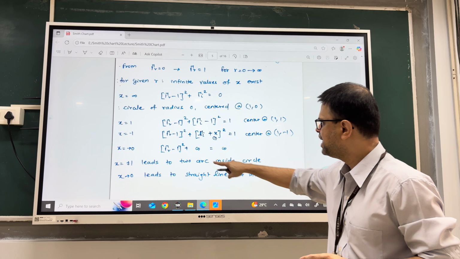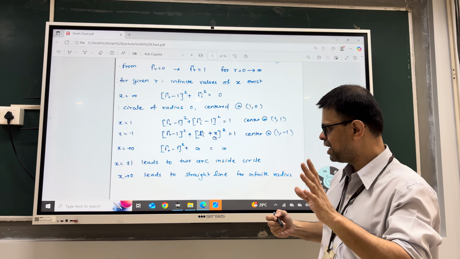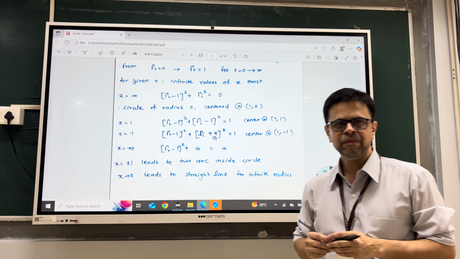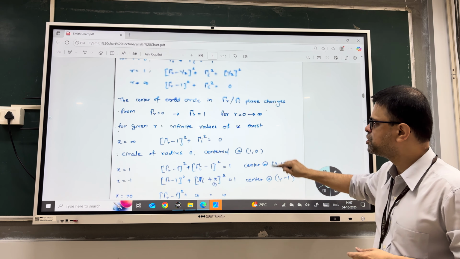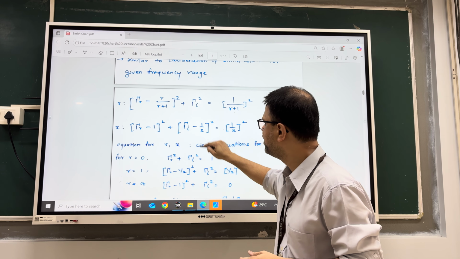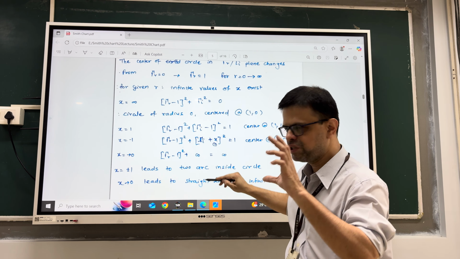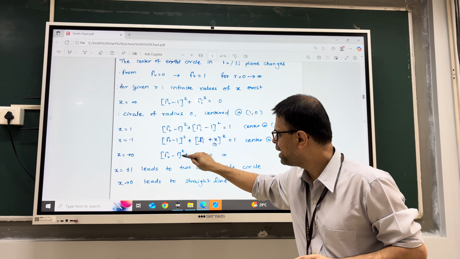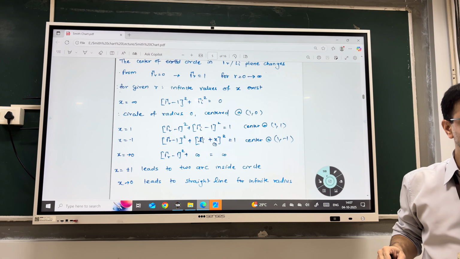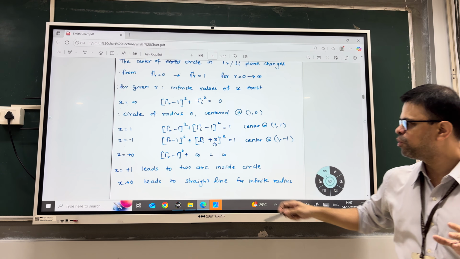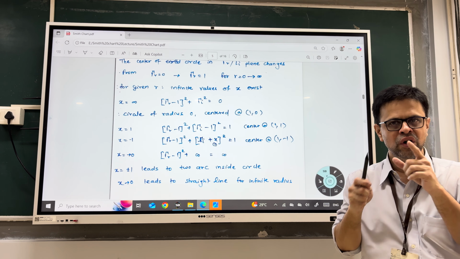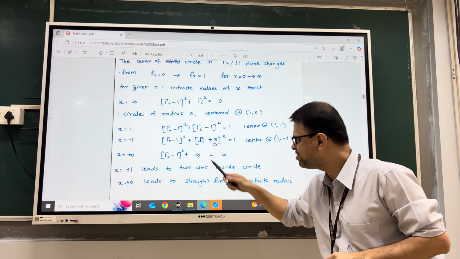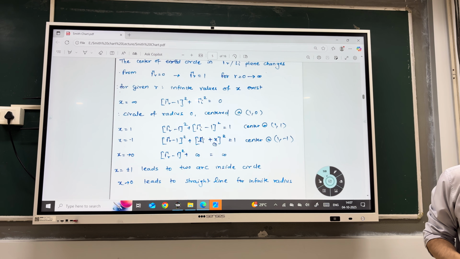Again I am repeating, x is equal to 0, that is a short circuit condition. For that you need to substitute x is equal to 0 over here. What you will get is gamma r minus 1 the whole square plus infinity is equal to infinity. So what it means is that for x is equal to 0, it is a circle whose center resides at 1 comma infinity and having a radius equal to infinity.